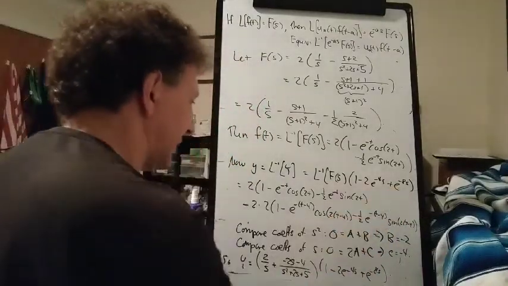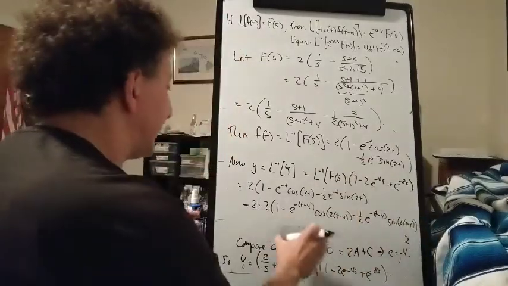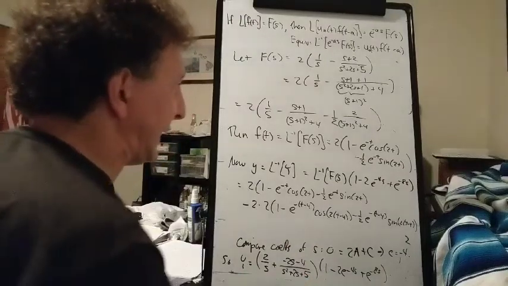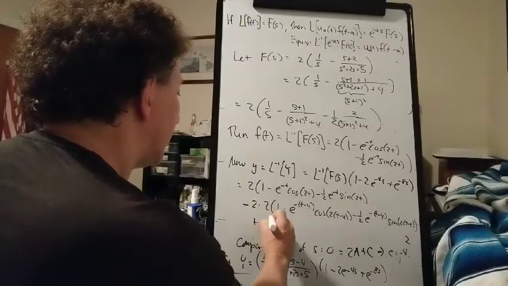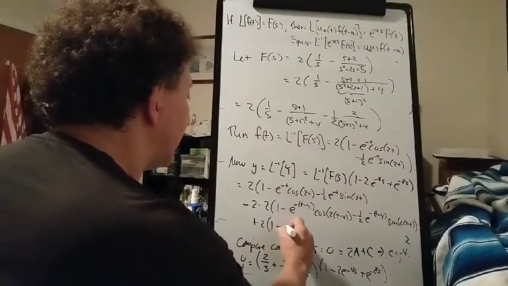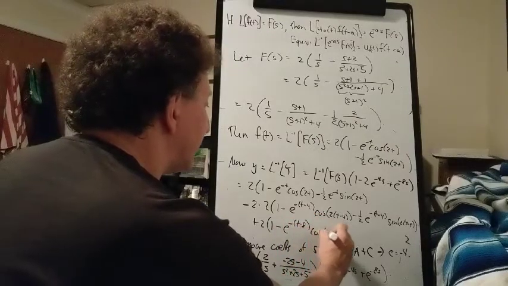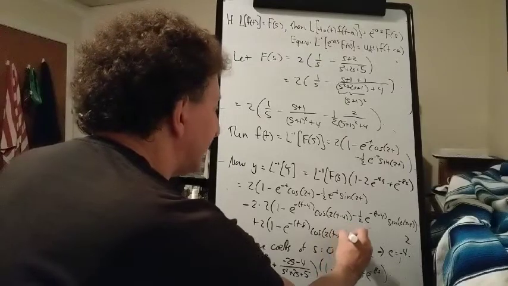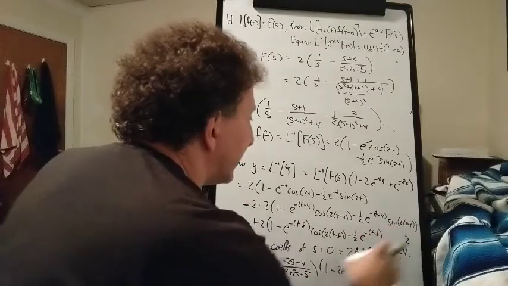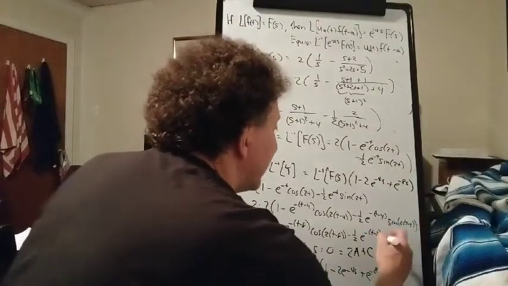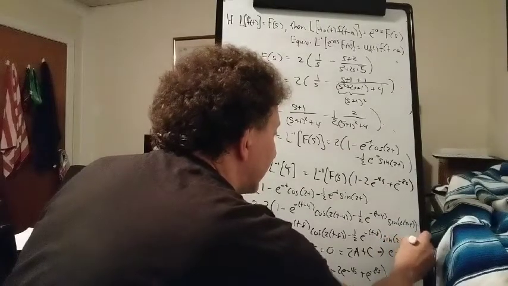And then this third exponential is going to mean that we copy that whole expression again with t minus 8 substituted for t. So plus 2, 1 minus e to the minus t minus 8 cosine of 2 t minus 8 minus 1/2 e to the negative t minus 8 sine 2 t minus 8.